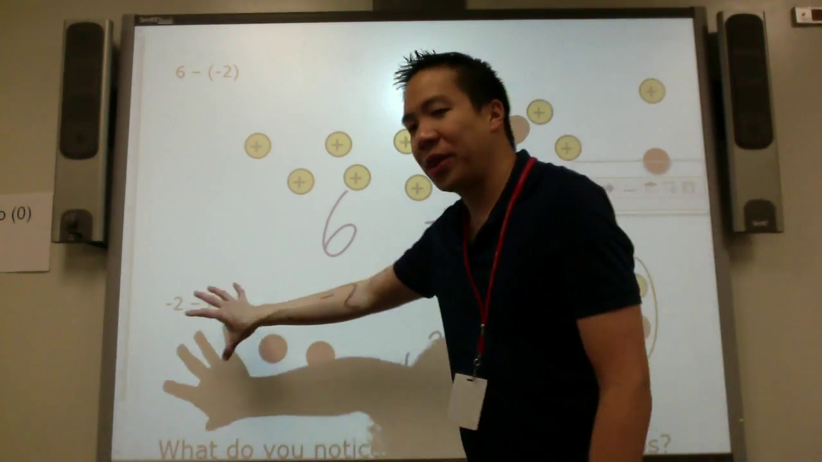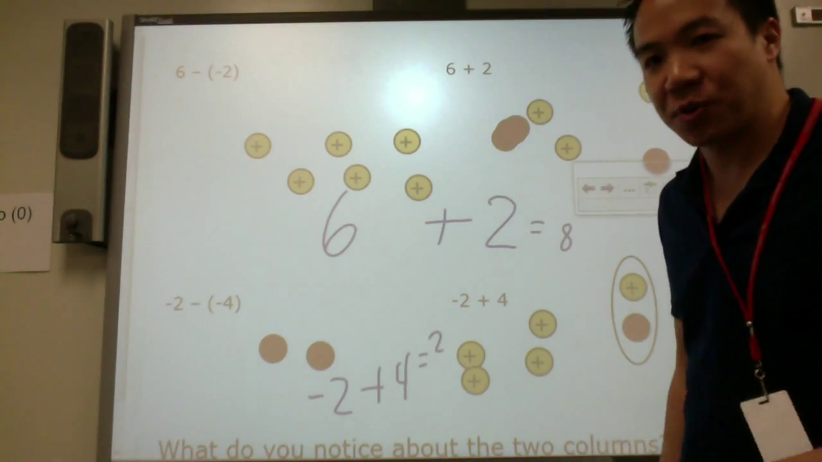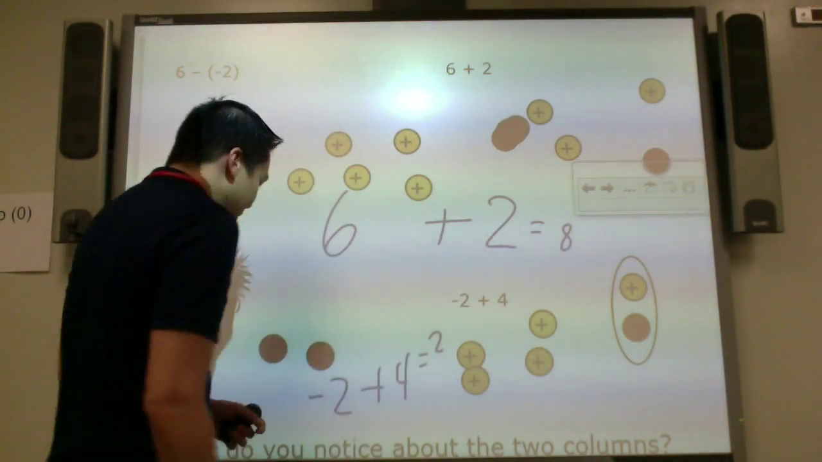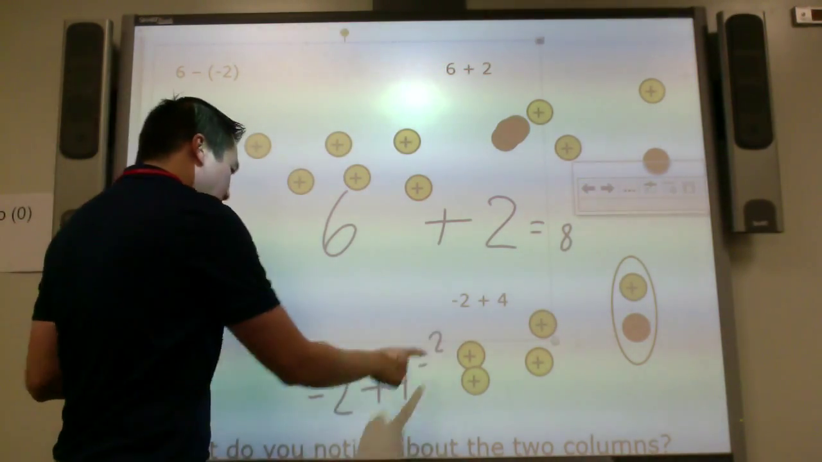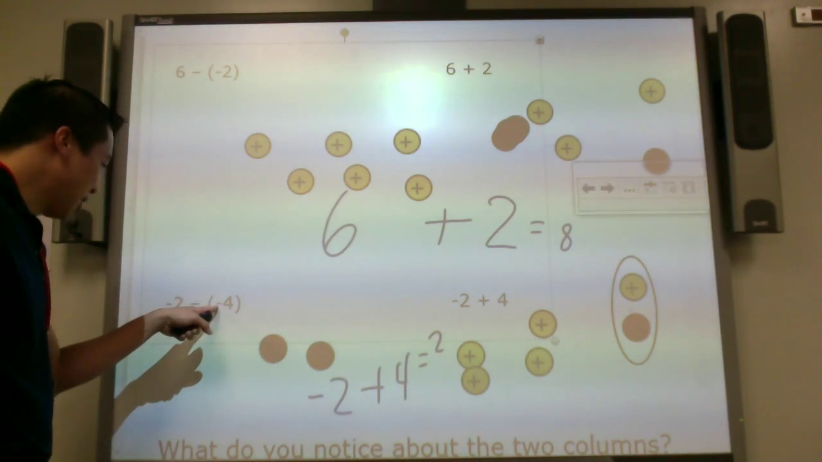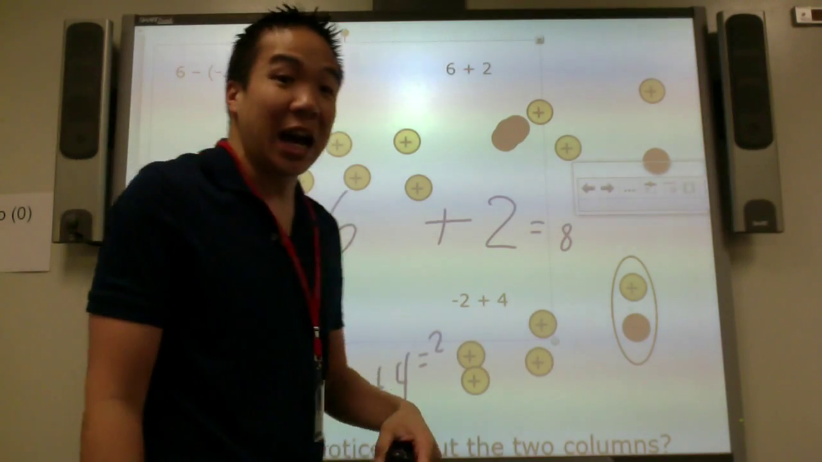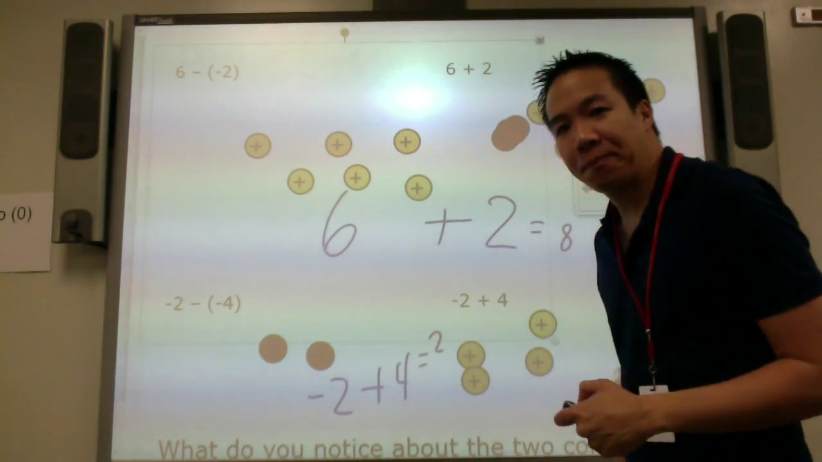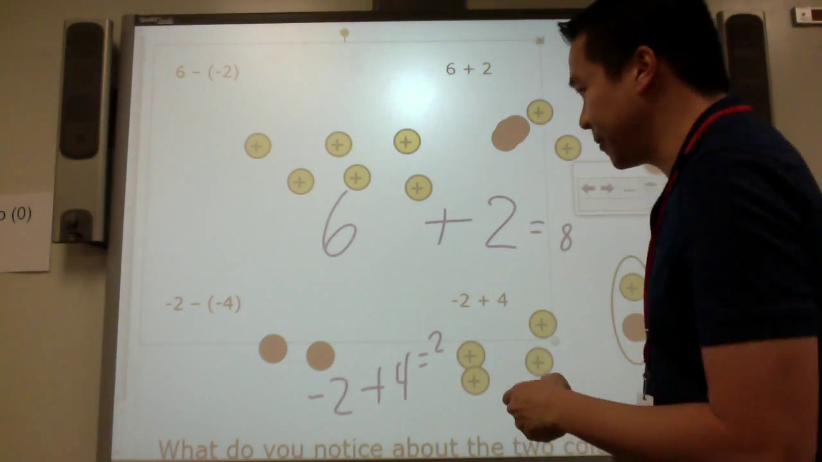So how do you come up with an addition expression from a subtraction expression? It seems like I started with negative 2. I added a 4. Here's negative 4. It seems like 4 is the opposite of negative 4. It seems like I added the opposite.